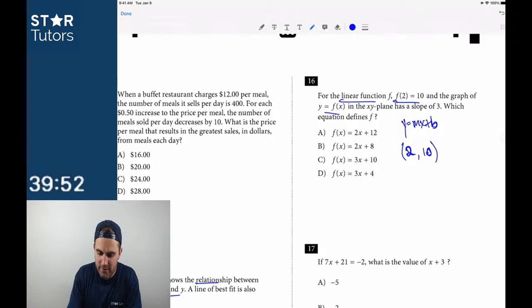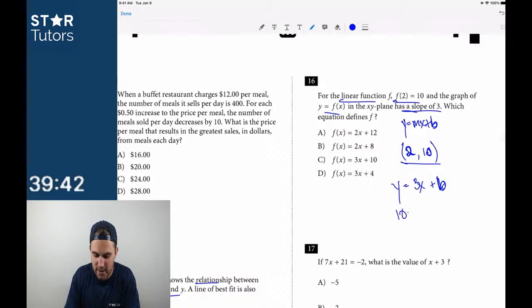And the graph of f of x has a slope of 3, so y equals 3x, right? y equals 3x plus b. This is exactly what I was talking about. We just can plug in these 2 points. 10 is equal to 3 times 2 plus b. 10 equals 6 plus b, because that's just our x and y points, right? Minus 6, b is equal to 4.